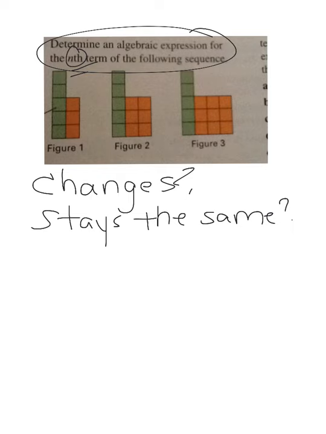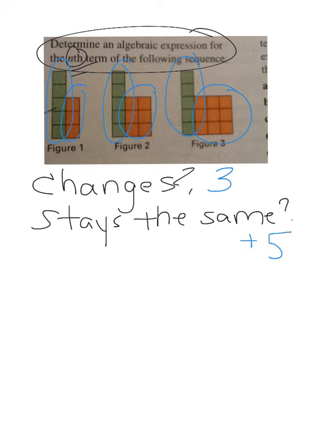So let's do what stays the same first. What stays the same is these green tiles here. And there are 5 green tiles that never change, so they are going to look like plus 5 in our algebraic expression. What changes here? The orange tiles change, right? There's 3 in the first one, 6 in the second, and 9 in the third. So it's increasing by 3 each time. So it's changing by 3.